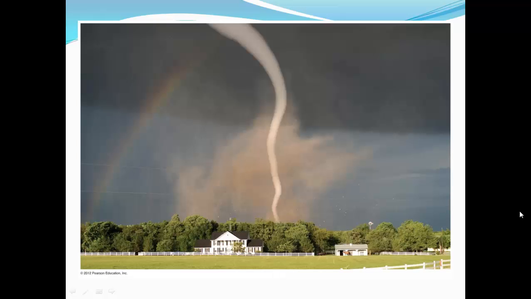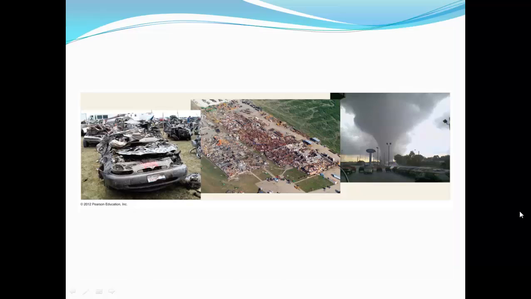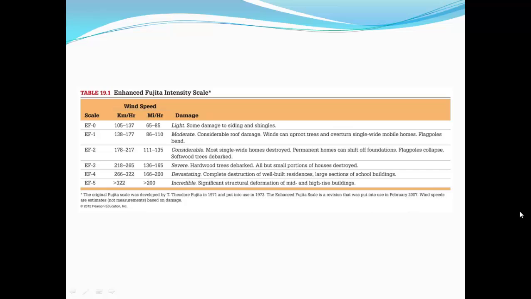Here's a picture of a tornado. And here's a picture of tornado damage. Okay, so the enhanced intensity scale, an EF0 tornado, from 65 to 85 miles per hour, so like a Cat 1 hurricane. Some damage, okay, but it goes up to, let's say, EF2, so 111 to 135. So we're still in the hurricane ranges, miles per hour.